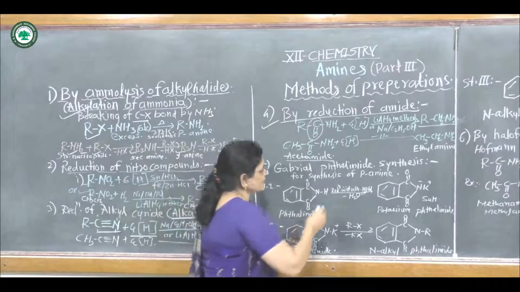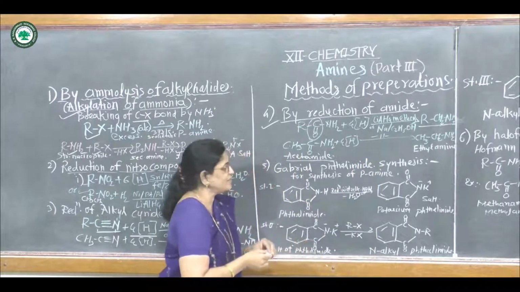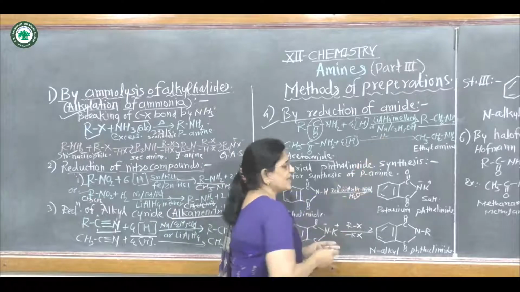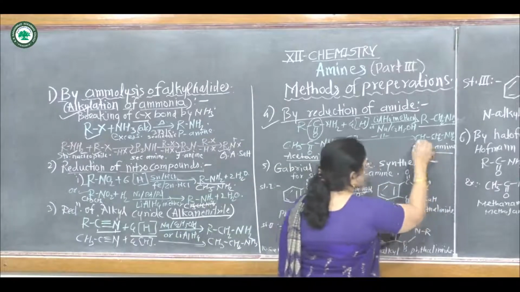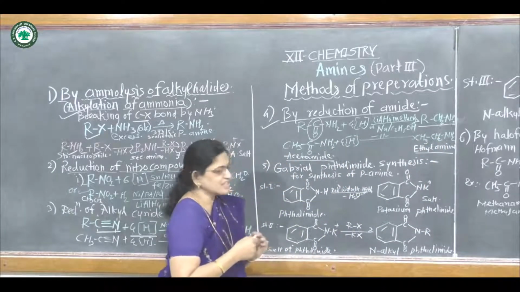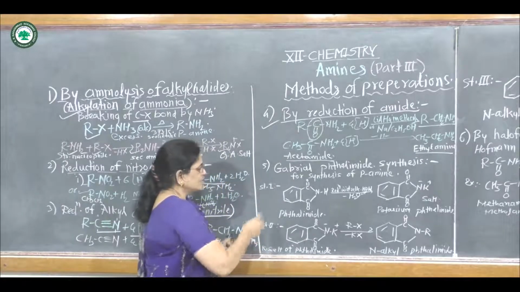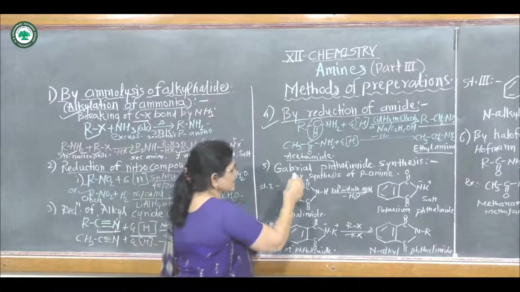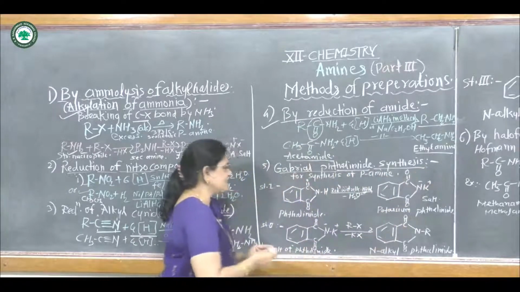This acetamide, if it reacts with lithium aluminum hydride in ether or sodium and ethyl alcohol, gives ethylamine, that is CH3CH2NH2. Then the next method is called Gabriel phthalimide synthesis.